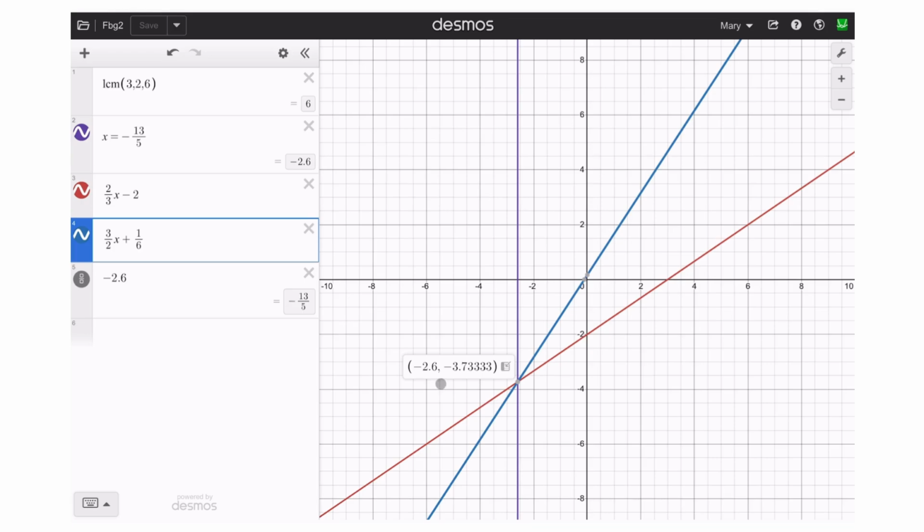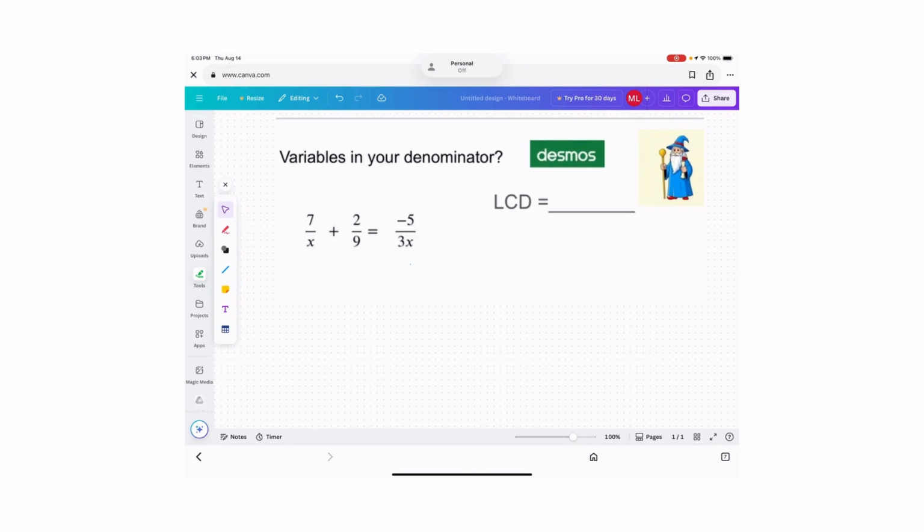Now, I've taken the opportunity to write negative 2.6 in the last equation bar, and I touched the fraction bar, and it does tell me that negative 2.6 is equivalent to my solution, negative 13/5. So here we know that all is well, and our answer is correct, negative 13/5.